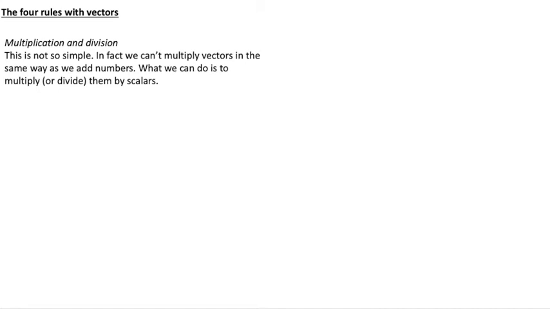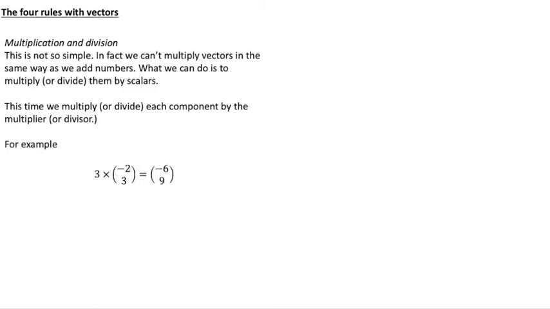But in terms of an equivalent to ordinary numerical multiplication, what we have to do is simply multiply or divide them by scalars. What we do when we're dealing with component represented vectors is we multiply each component by the multiplier, or we divide each component by the divisor. So, for example, if we had 3 times minus 2, 3, then the i component would become 3 times minus 2, so minus 6, and the j component 3 times 3, so 9. And if we write it in component form, it looks like this.